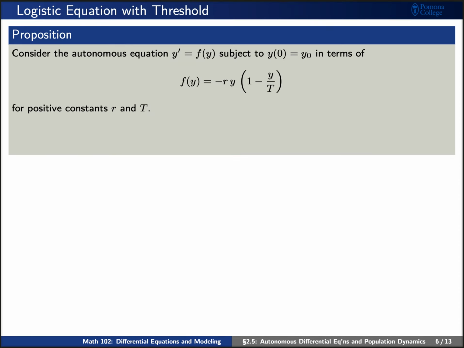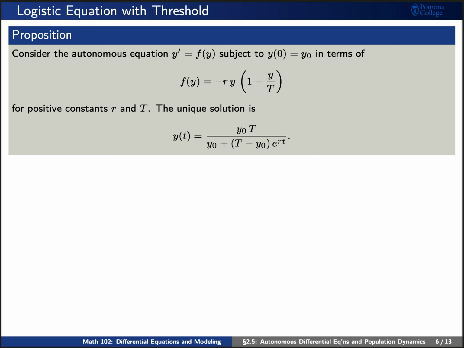Let's go back to the concept of population dynamics. I want to write down a differential equation that's a little bit different from what we've been studying up to this point. Let's consider an autonomous equation, y prime equals f of y, subject to the condition y of 0 equals y naught, where f of y equals negative r times y times 1 minus y over T. Up to this point, we've been considering positive r times y times 1 minus y over T. Let's consider a negative r now, where here r and T are positive numbers.